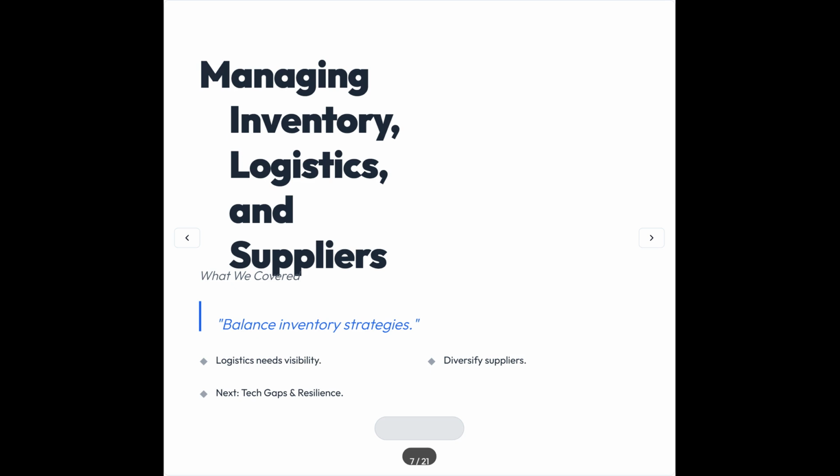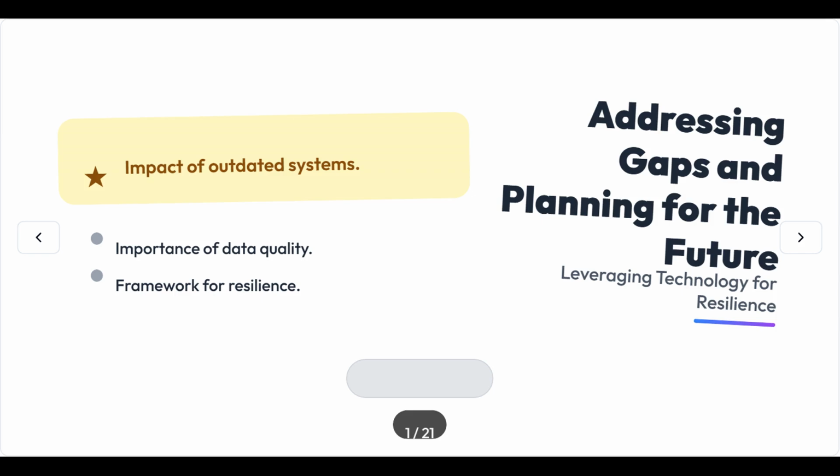truly resilient supply chain. Welcome back to our final lesson in this series. We've covered the new normal of disruption, forecasting challenges, inventory balancing acts, logistics, and supplier risks. Now we're bringing it all together by looking at the technology and data gap, and then, most importantly, how to build a resilient supply chain.